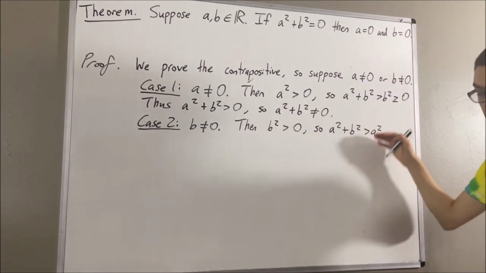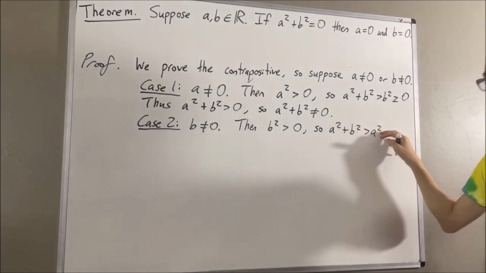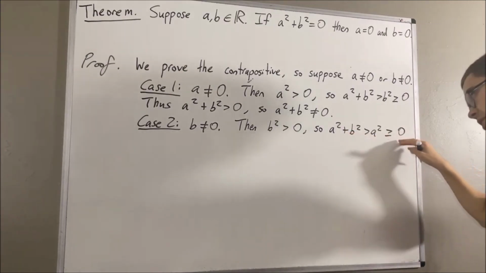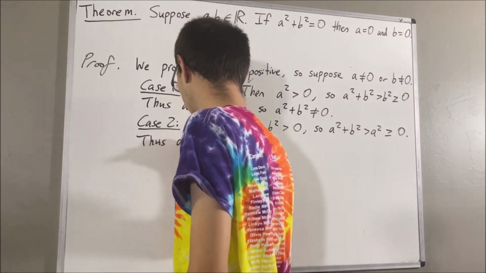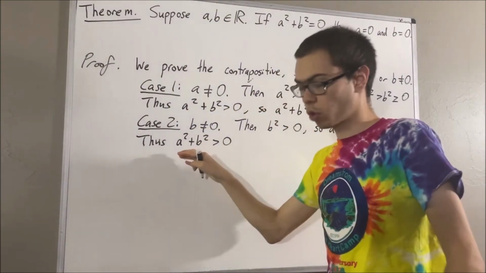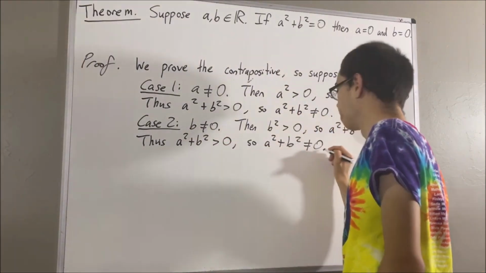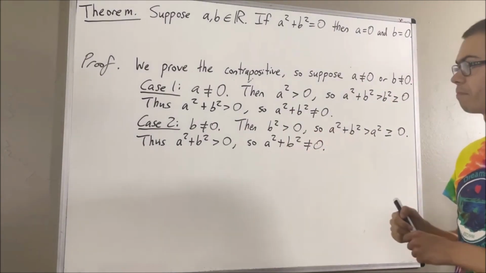And any real number squared is greater than or equal to 0, so a squared is greater than or equal to 0. And this chain of inequalities tells us that a squared plus b squared must be greater than 0. And so a squared plus b squared is not equal to 0. And so again, we have shown that a squared plus b squared is not equal to 0.